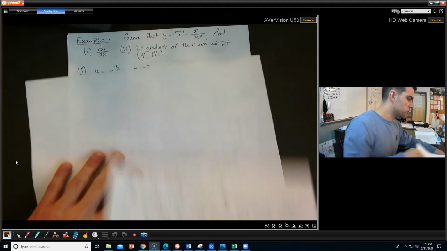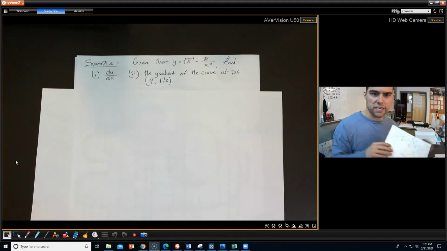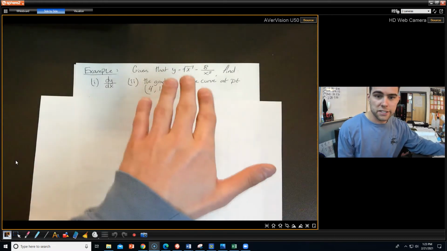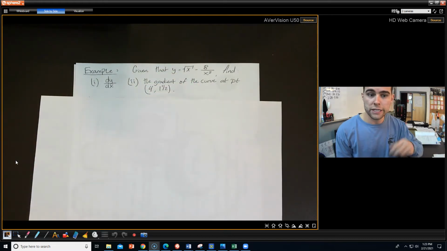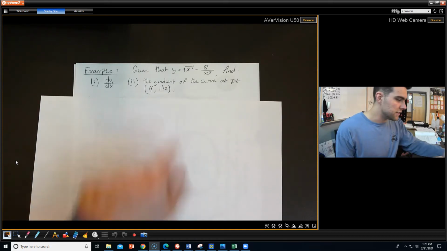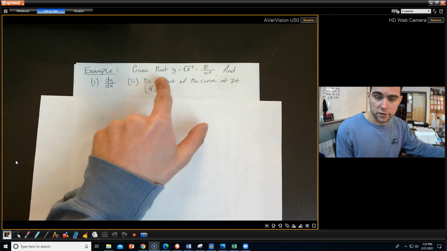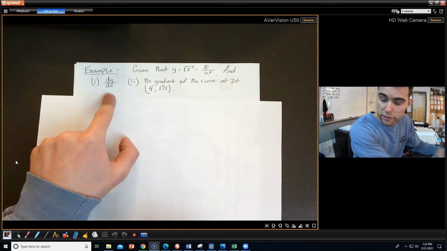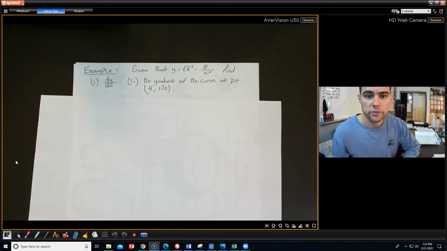So more of a traditional example is something that you'll see like this. Given that y equals this stuff right here, we're going to do two things. We're going to find dy/dx, which is our derivative, and this is an alternative way to write a derivative with respect to x, because that's what we're using as our input. And part 2 is saying we want to find the gradient of the curve at point (4, 1.5), right?